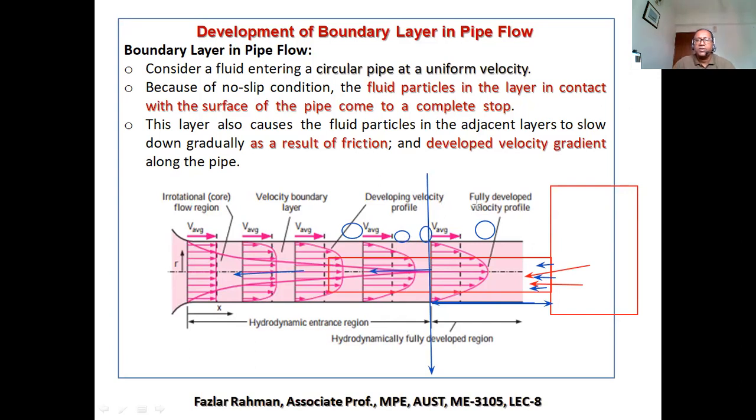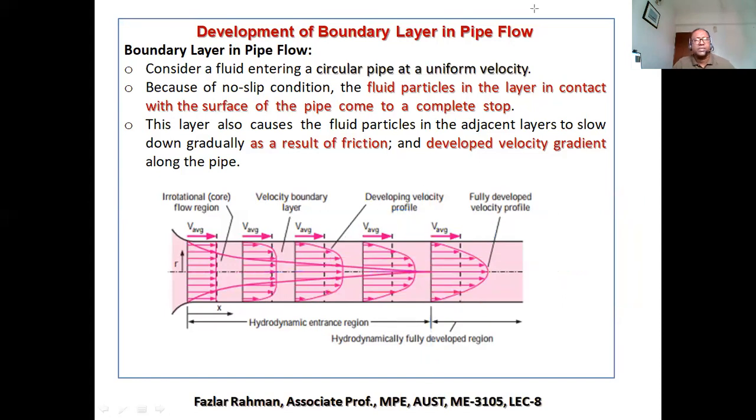Similarly, if you install a pressure gauge right over here, it won't work. You will not get an accurate result. You have to install right over here. So this distance is called the hydrodynamic length. The distance from the entry point to the full velocity development region is called the hydrodynamic entry length. So you need to know that length.